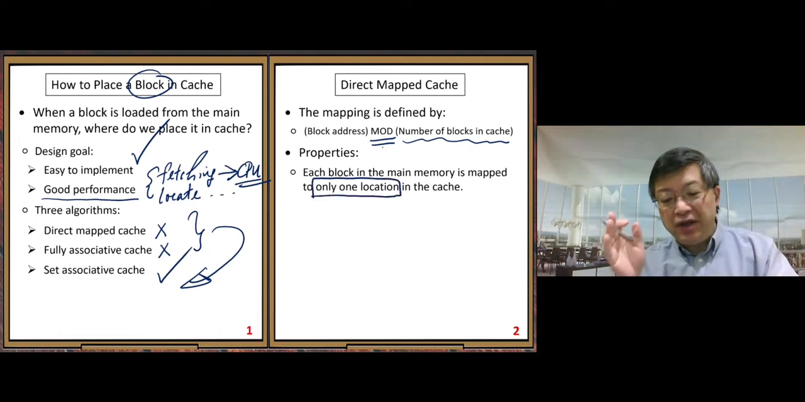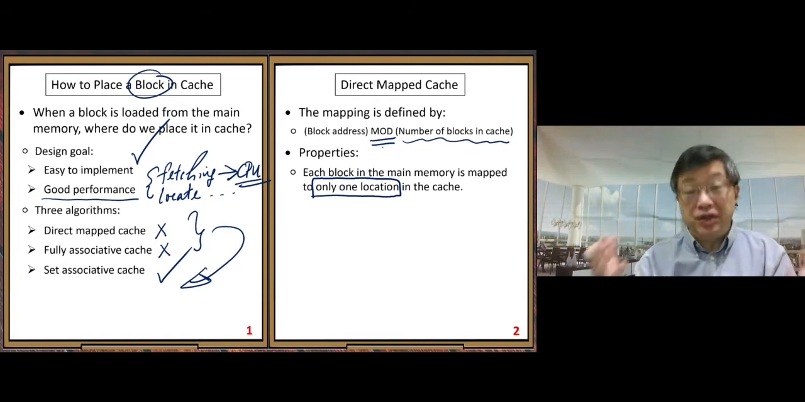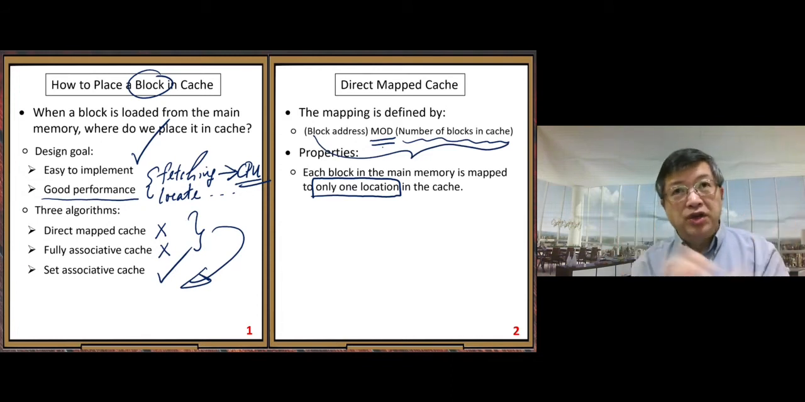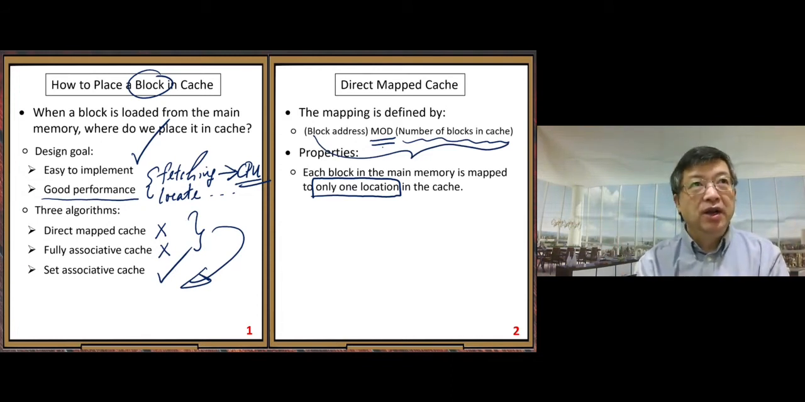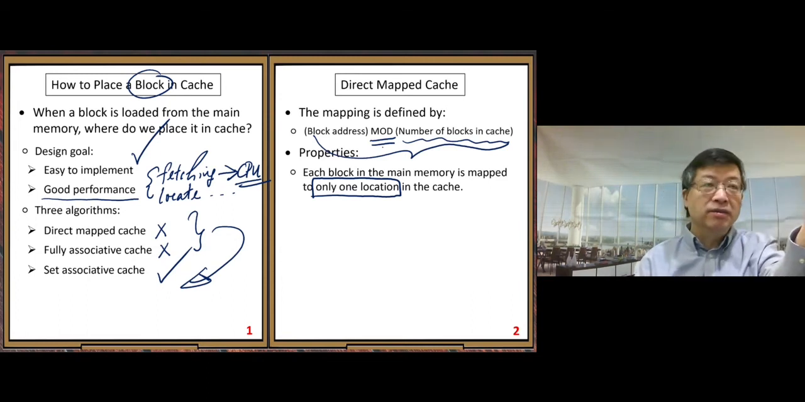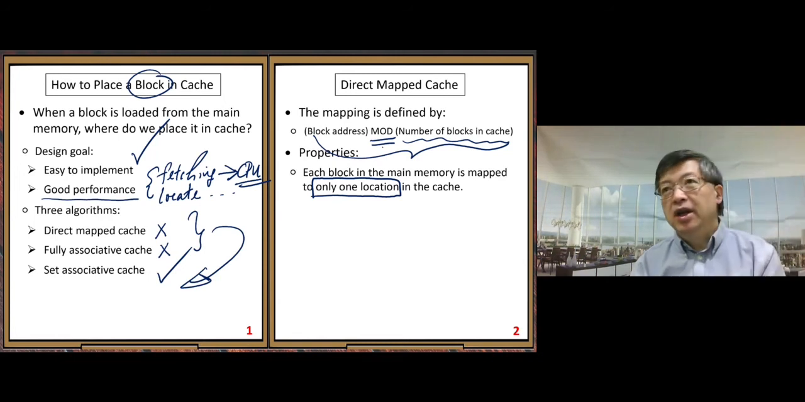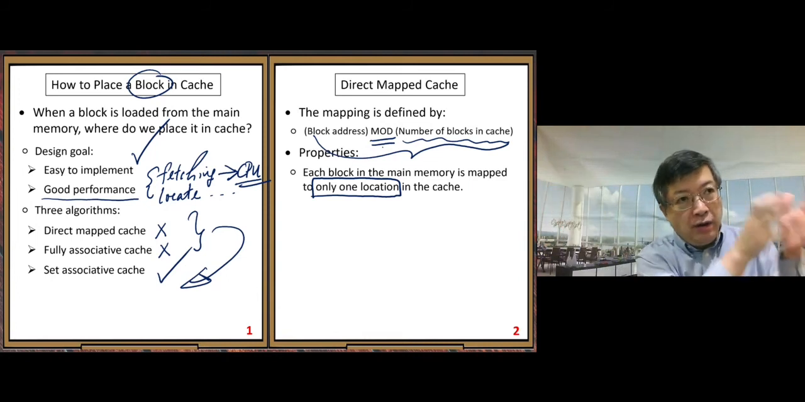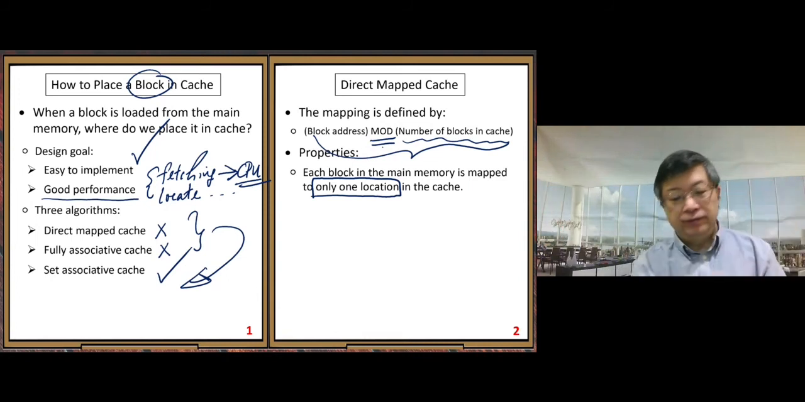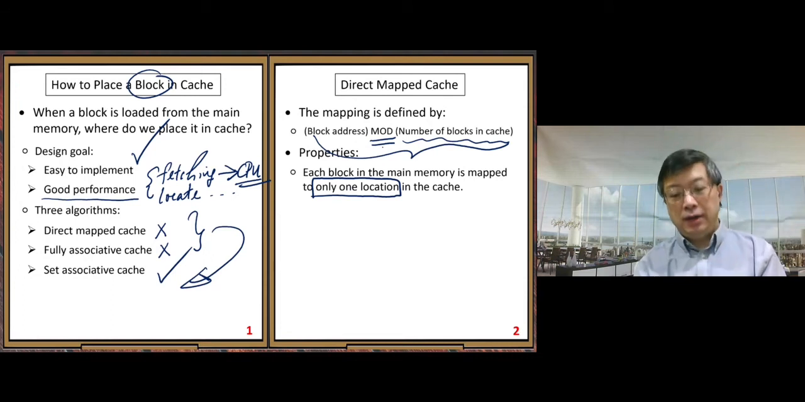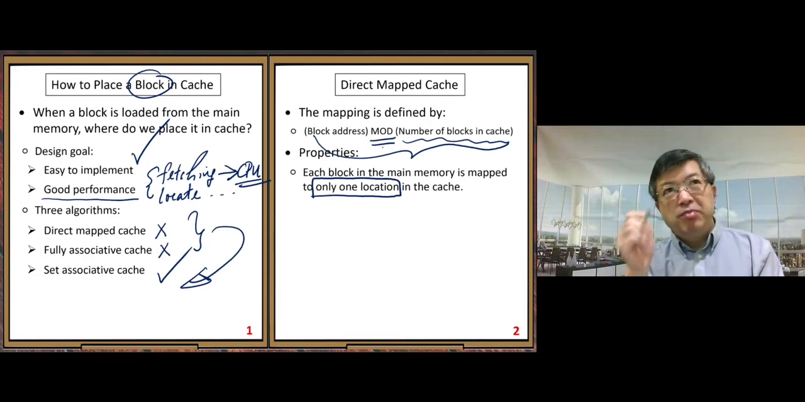Only one location in the cache. That's the main property of this method. Because after the modular operation, you can only get one possible answer. The remainder is unique. So that means in the whole cache, there is only one slot this particular block can be sent to. So that's the main property.